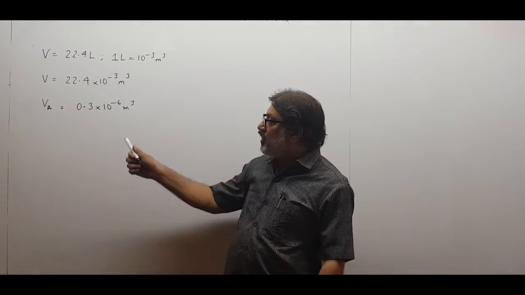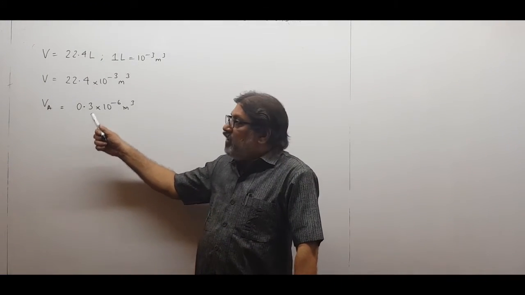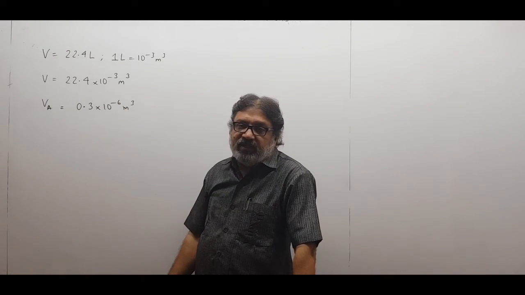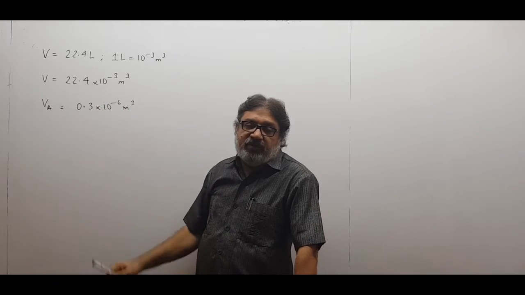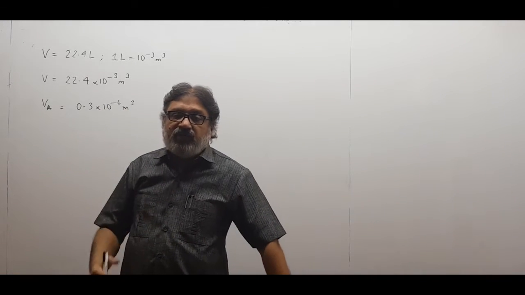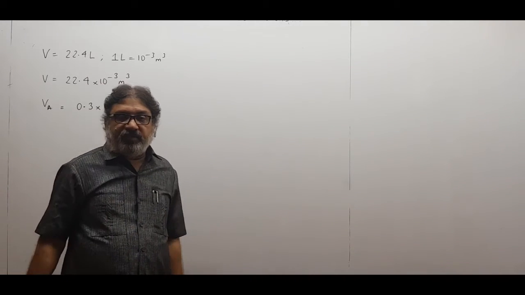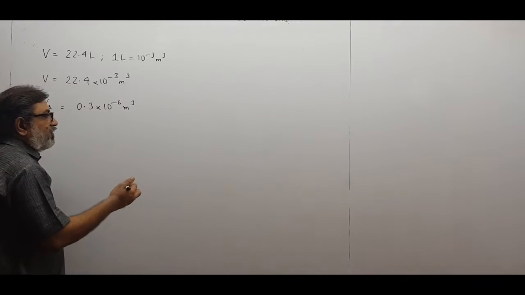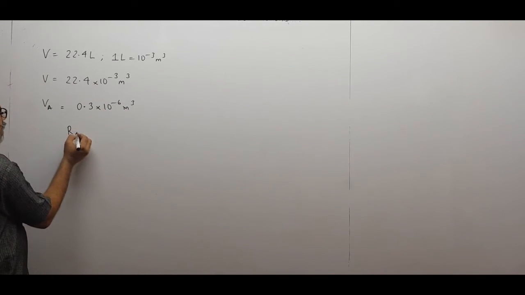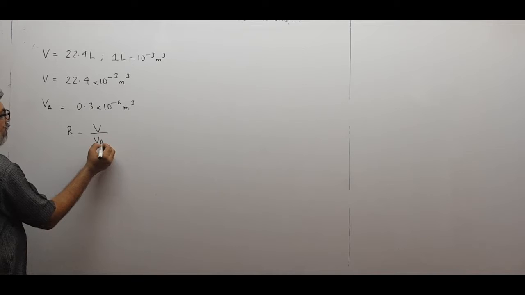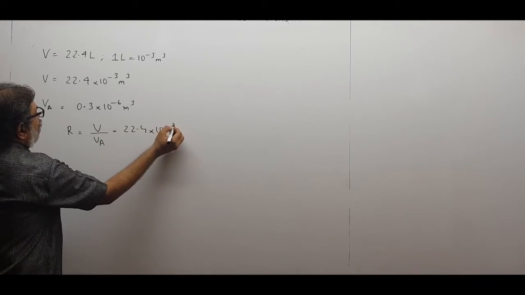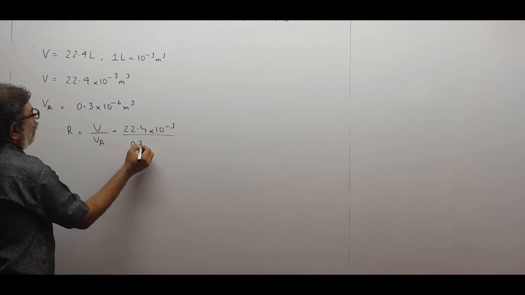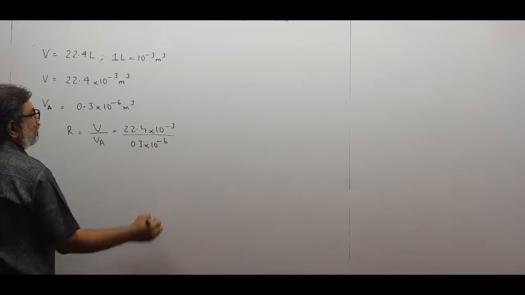The actual volume we found out in the previous question, and now they are saying if you see in a container, you need a container of 22.4 into 10 raised to minus 3 meter cube to fill a gas of 1 mole at standard temperature and pressure. So why is this volume large? Let us first find out the ratio. Ratio will be V upon V atomic, that will be 22.4 into 10 raised to minus 3 upon 0.3 into 10 raised to minus 6.